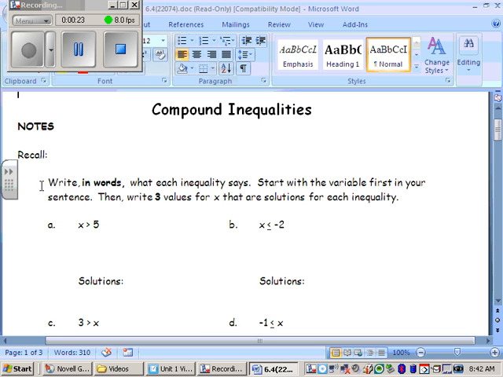If you look at the directions at the top, it says to write in words what the inequality says. We will start with the variable first in our sentence, and then we will write three values for x that are solutions for the inequality. So let's take a look at example A.